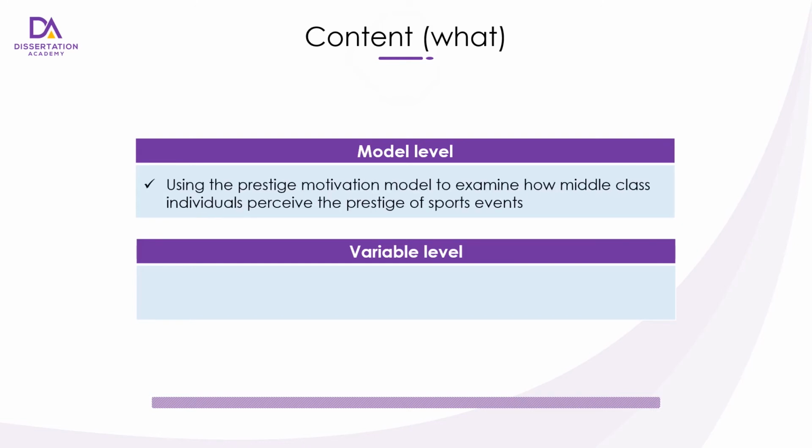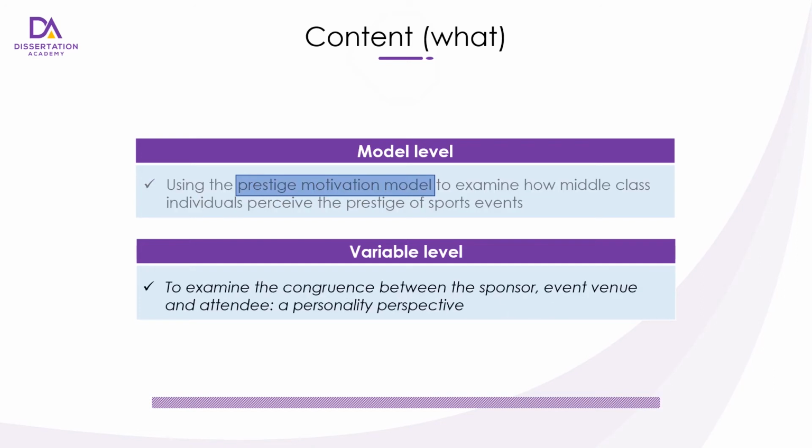One option is to refer to the name of the model in the title of your dissertation. Can you identify the model in the example? It's pretty straightforward. It's the prestige motivation model. From here, it's also possible to identify the variable that the model refers to, which is prestige motivation. Even though this is not always the case, in this instance, the name of the model refers to the name of the variable.